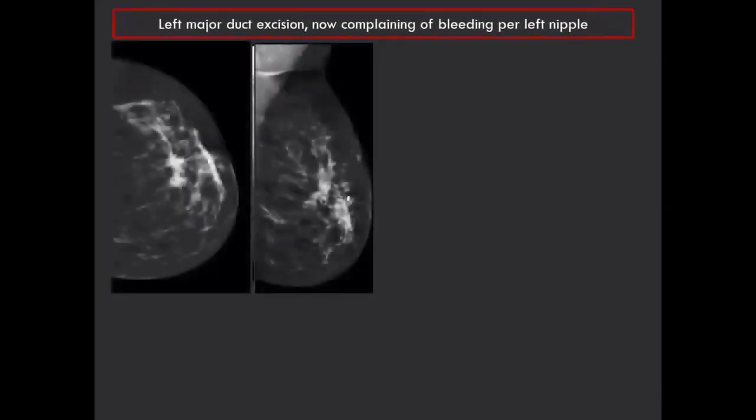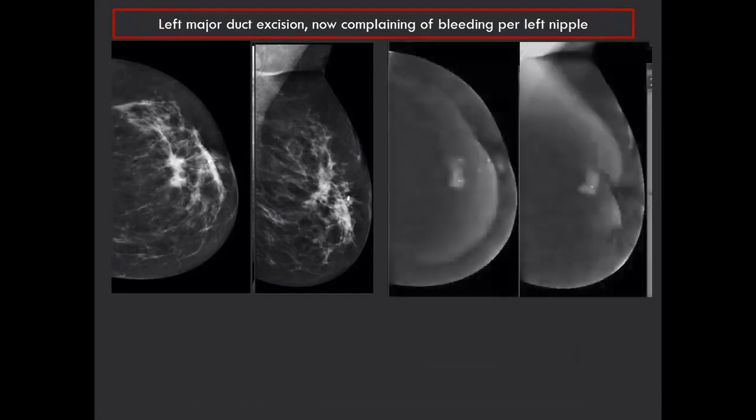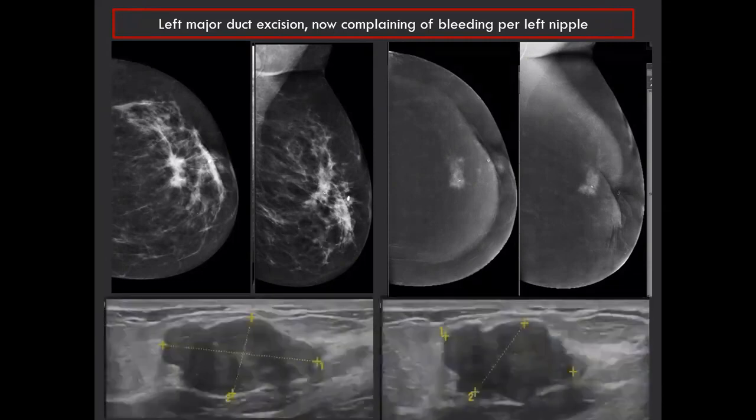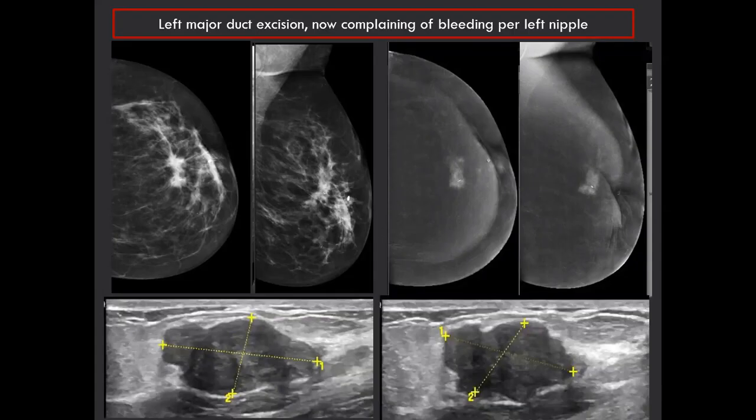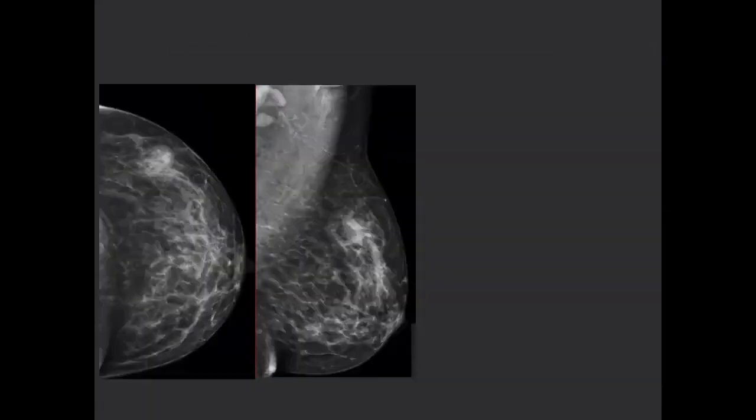This was a patient who underwent a left major duct excision for duct ectasia, and now she came back with a complaint of bleeding per left nipple. This was her contrast mammogram, and it revealed a malignant enhancing mass lesion at the operative bed, and this is how it looked on the ultrasound examination.